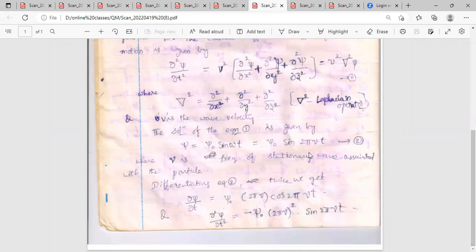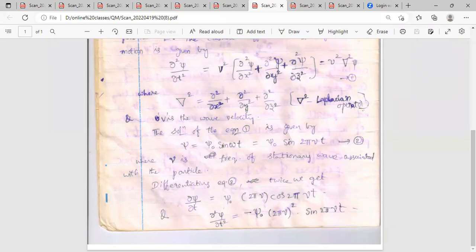The solution for the above equation is given by psi is equal to psi naught sin omega t, that is psi naught sin 2 pi nu t, where omega is 2 pi nu, and nu is the frequency of the stationary wave associated with the particle. Differentiating this equation, dou psi by dou t is equal to psi naught 2 pi nu into cos 2 pi nu t, since the derivative of sin 2 pi nu t will be cos 2 pi nu t.